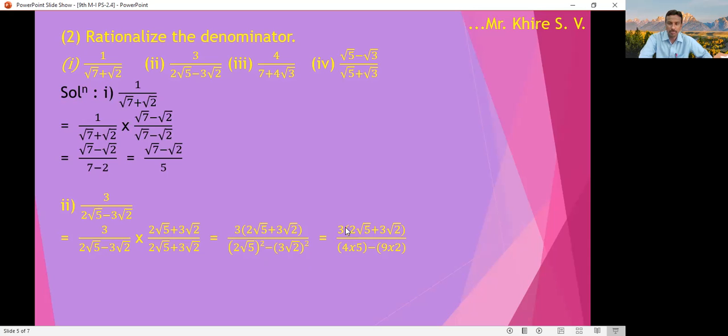It is equal to numerator as it is 3 into 2 root 5 plus 3 root 2 upon. Square of 2 is 4 into square of root 5 is 5 minus square of 3 is 9 into square of 2 is 2. Therefore, again numerator as it is 3 into 2 root 5 plus 3 root 2 upon 4 5s are 20 and 9 2s are 18. 20 minus 18 is 2. Numerator as it is. Therefore, 2 is the rational number. Got it?